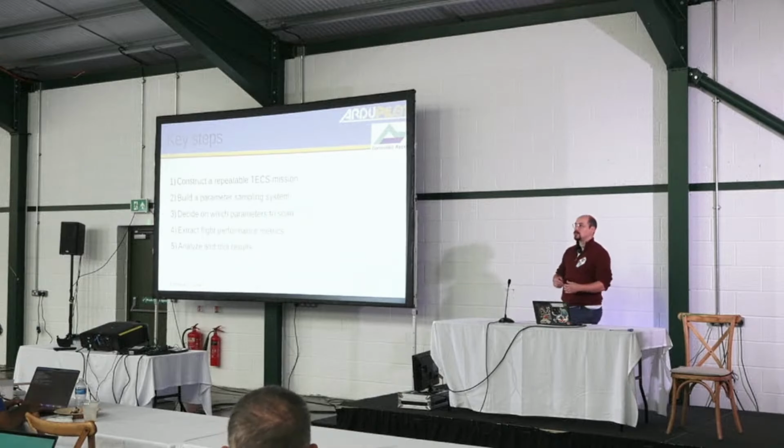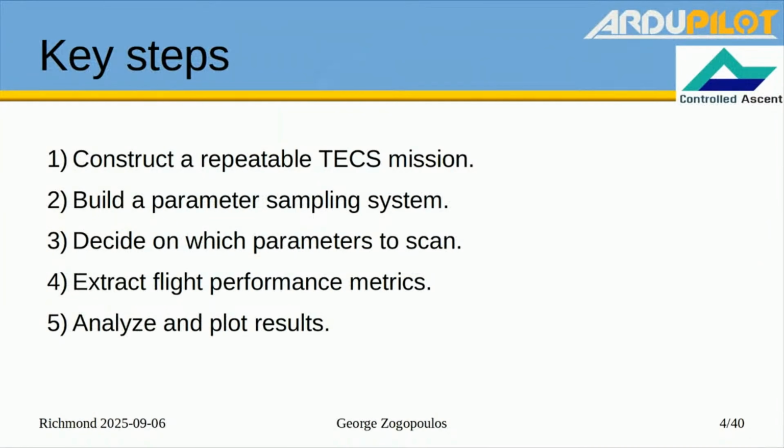So I wanted to see what each of the main TECS parameters, how it affects the performance of an aircraft. I didn't really have time to do this in a real aircraft, so I said, okay, I know how to do a simulation, let's do that. So first thing would be to construct a repeatable TECS mission to highlight all of the important features, then build a parameter sampling system, then decide which parameters I wanted to scan, because as you all know, we have a lot of parameters, extract some metrics and analyze the results.